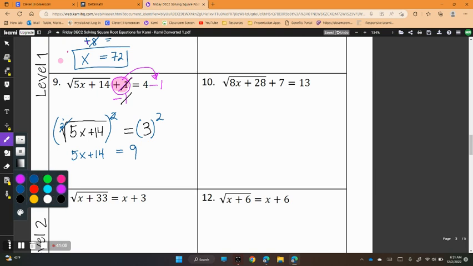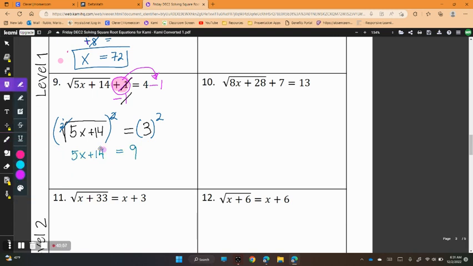Okay. Now I've got 2 steps to get to where I have x by itself. First step, bring that 14 over to the other side. Those cancel. I'm left with 5x equals 9 minus 14, which is negative 3.